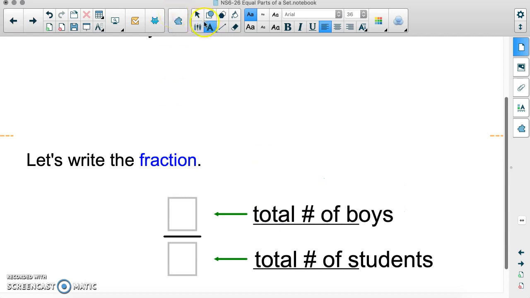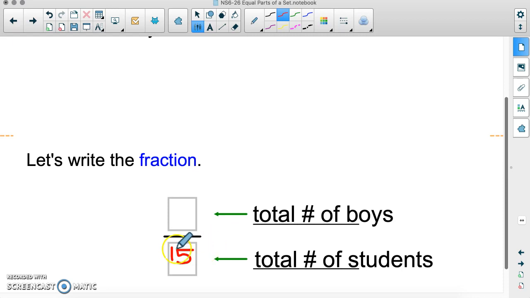Now, we know that we have in our room 15 students. So that's the total number of students. Of those 15 students, we know that 5 of those are boys. So therefore, 5 out of 15 students in our classroom are boys. Now, this fraction isn't actually in the lowest terms because 5 can go into 15. So 5 can go into 5 once, 5 can go into 15 3 times. So we actually say that 1/3 of our classroom is boys.